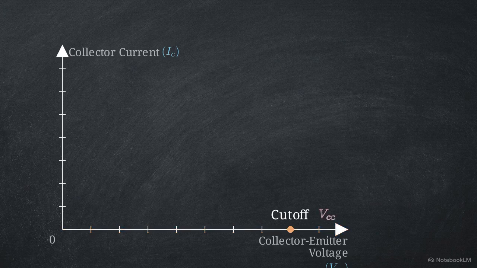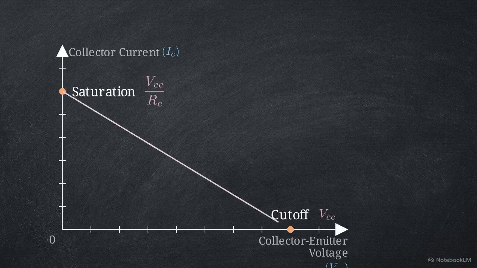Because no current flows, the full supply voltage, VCC, drops across the transistor. On the opposite end, we find the second absolute boundary on the y-axis, saturation. At saturation, the voltage drops to zero, and the maximum current is determined strictly by dividing the supply voltage by the load resistor. Connecting these two absolute extremes creates a definitive geometric boundary. This diagonal connection is the DC load line.